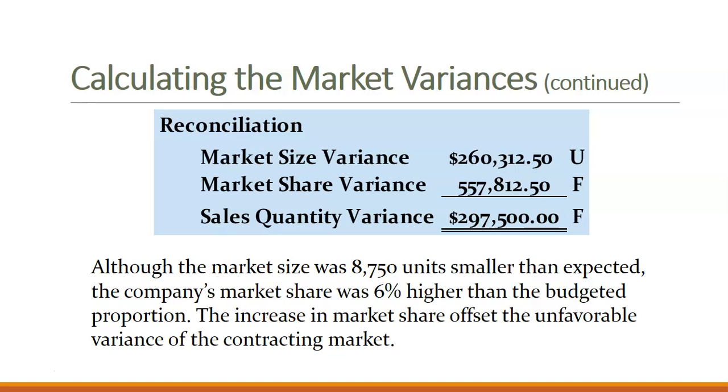So when we look at these results, even though we had a market size variance, we end up with a favorable market share variance. So our market size was 8,750 units smaller than expected, but our market share was 6% higher than our budgeted proportion. The increase in that market share offset that result. So those are the different variance analyses that we can complete looking at our sales volume variance and how we break that down further.